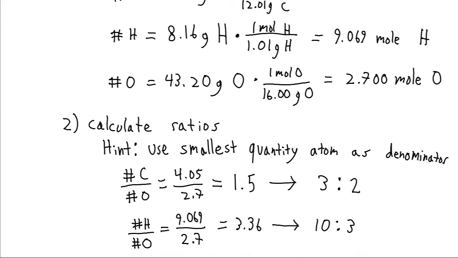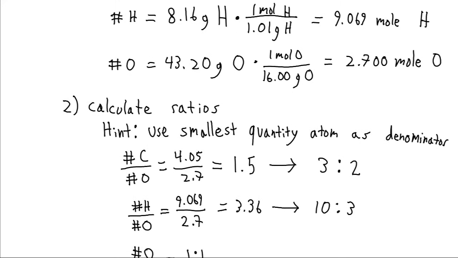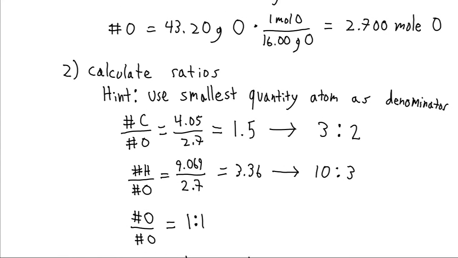Now we'll do the same thing for hydrogen to oxygen. 9.069 divided by 2.7 equals 3.36. To me, this looks very close to 3.33, which would be 3 plus an extra third, which would be 10 thirds. So that's a 10:3 ratio. And of course, oxygen is going to have a 1:1 ratio with itself.